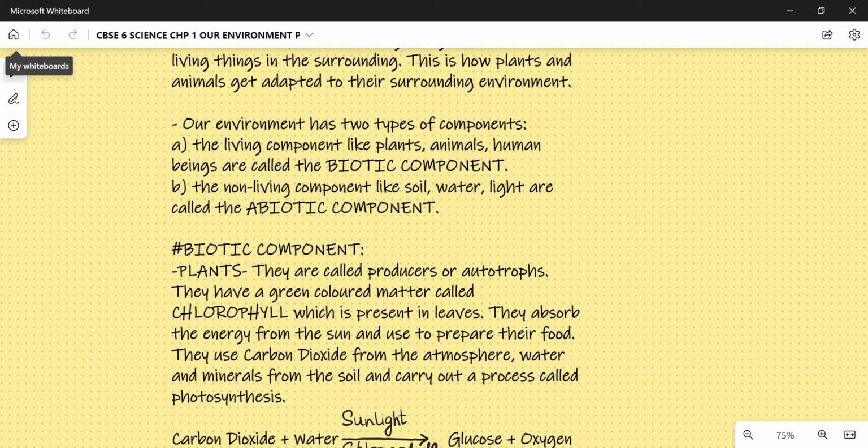Our environment has two components. The living component, like plants, animals, and us human beings, forms the biotic component. The second component is the non-living component, like the soil, water, and light, which forms the abiotic component.